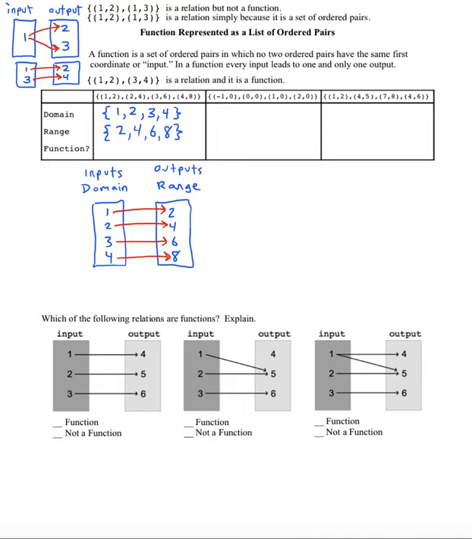Okay. Is it a function? Yes, it is. Not only that, but it's a one-to-one correspondence. Every input leads to one and only one output. And every output is pointed to by only one input. Try the next two for yourself, and then I'll give my answers.